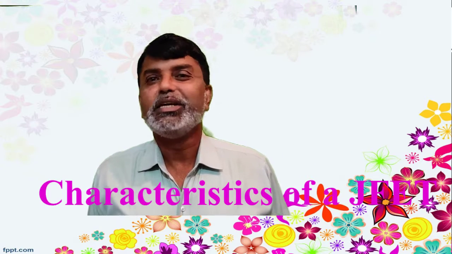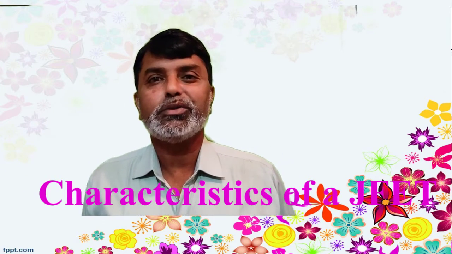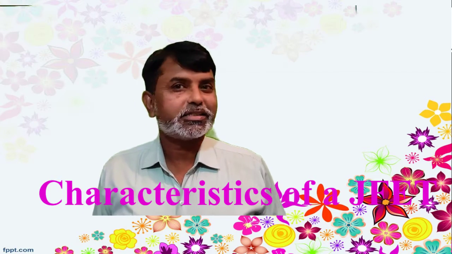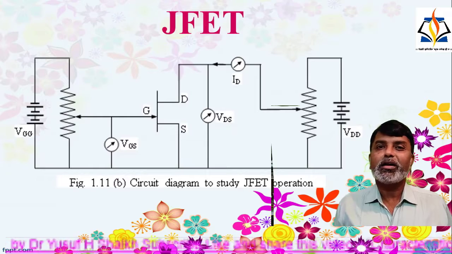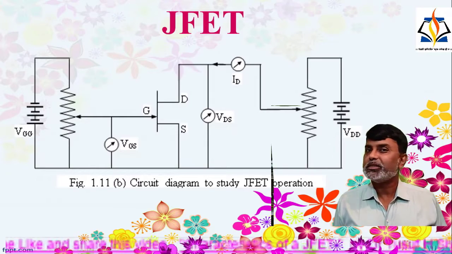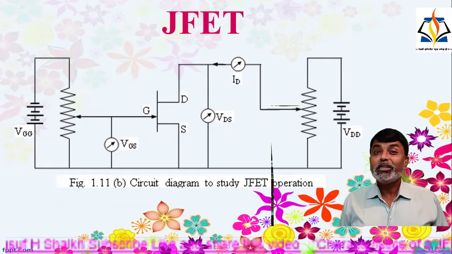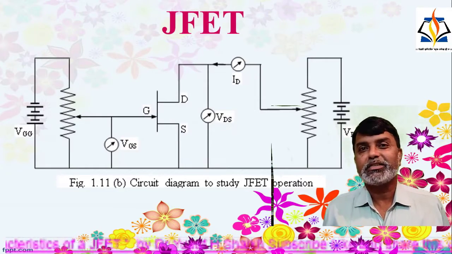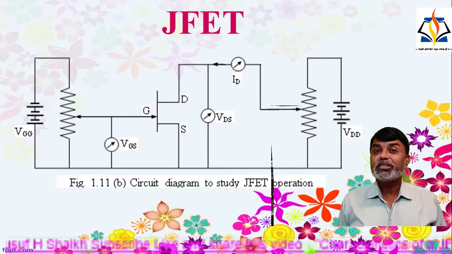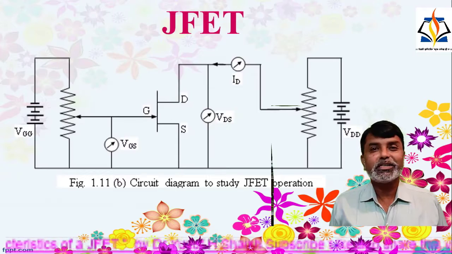Today I am going to teach you the characteristics of a junction field effect transistor, that is, JFET. A junction field effect transistor has three terminals, namely source, drain and gate, but any electronic circuit or device requires two terminals for the input and two terminals for the output. Therefore, one terminal of the junction field effect transistor has to be made common between the input and output so as to use it as a circuit element.